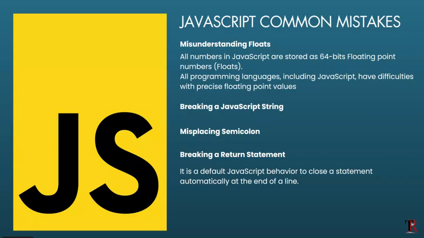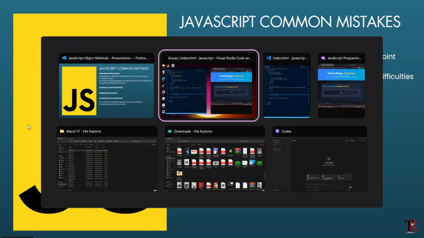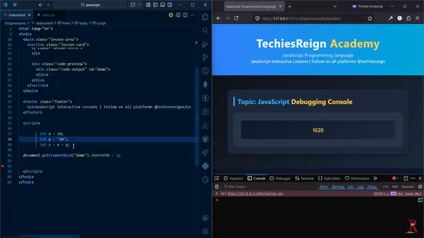Now, all programming languages, including JavaScript, have difficulties with precise floating point values. So when it comes to working with floating point values, all programming languages produce surprises. Let's look at an example of how numbers work in JavaScript.